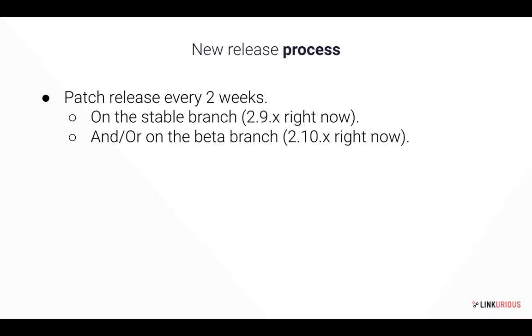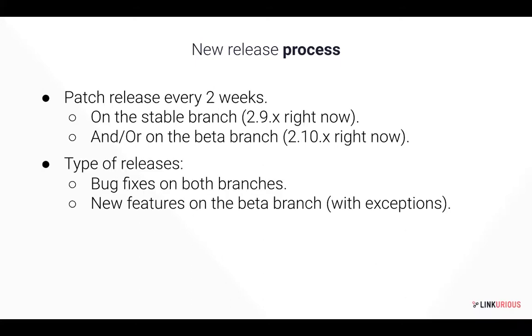So what is new is that now we are releasing new versions every 2 weeks. So there are new things coming up on a more frequent basis. The type of releases we do are bug fixes on both branches, but also now we release new features, preferably on the beta branch. But as you'll see, there will be some exceptions when we think it's safe. And actually, with 2.9.10 that I'll cover at the end of the presentation, you'll see that we have some meaningful improvements coming to the stable branch.